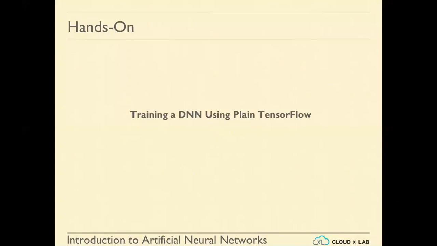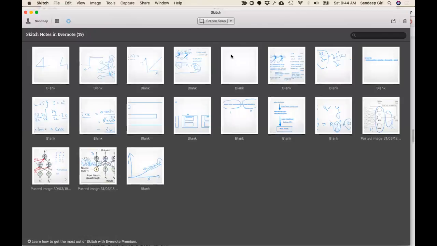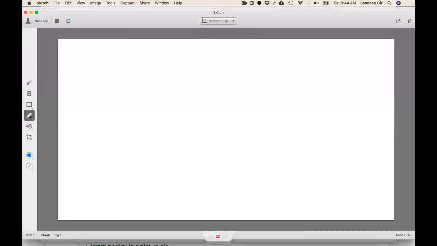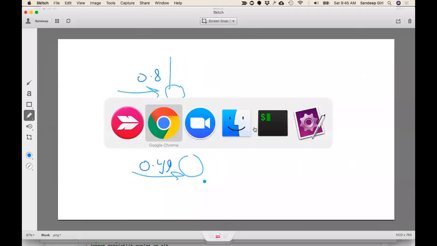So let's say we have an output layer, and the values are coming in. It might convert these values, let's say 0.8, 0.9, and 0.99, first into e to the power something. So let me just show you.